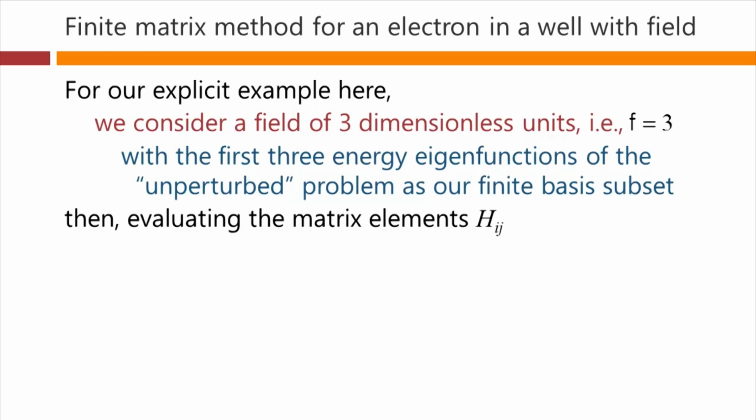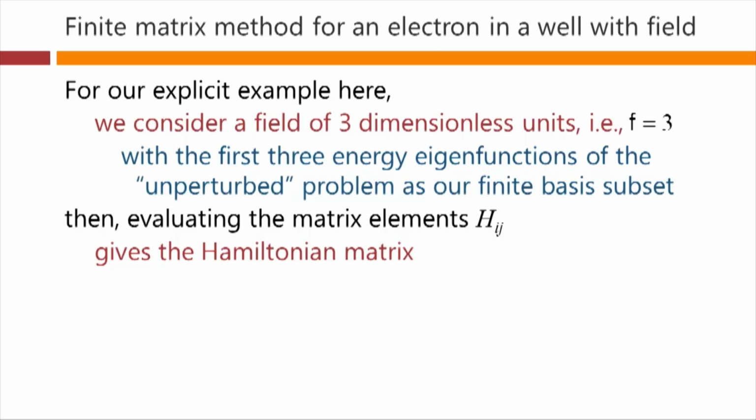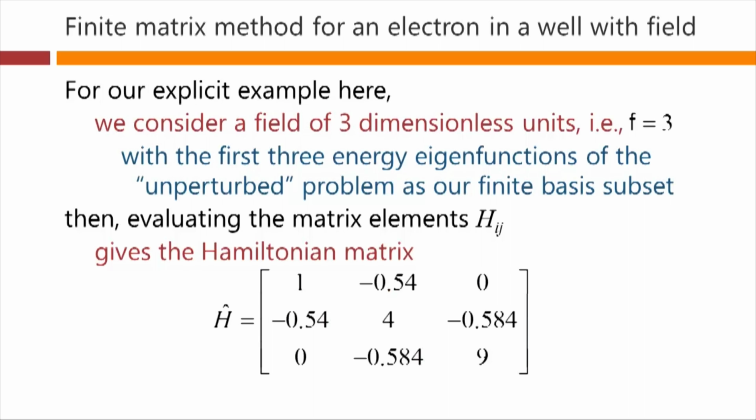Then we can evaluate the matrix elements, these quantities Hij, and that gives us our Hamiltonian matrix. So simply calculating through with these examples here, here's our matrix. It's got the unperturbed energies down the diagonal, you will see, and then various quantities on the off diagonal. Now, not surprisingly, if you look at the mathematics, these numbers are actually equal here.